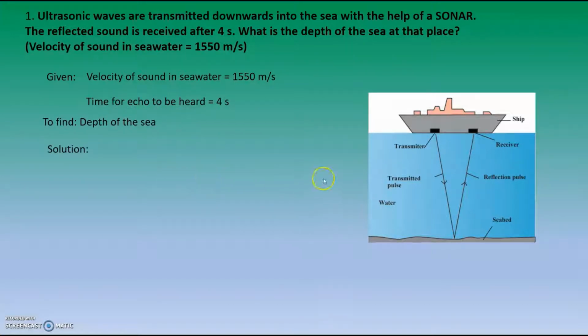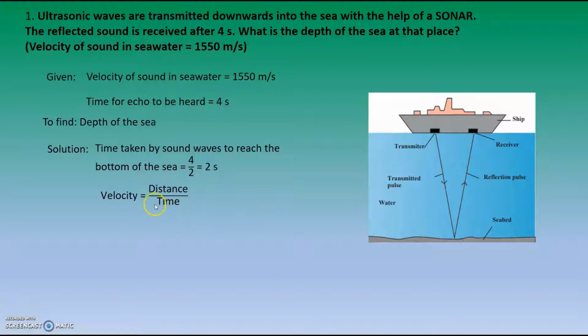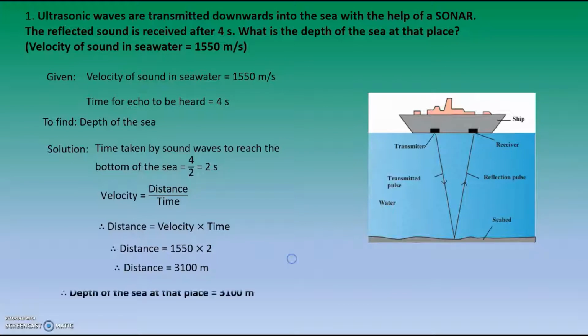Time for the echo to be heard is 4 seconds. So the time taken by sound waves to reach the bottom of the sea is 4 upon 2, that's equal to 2 seconds. Velocity is equal to distance upon time. So distance is equal to velocity into time. Depth of the sea means it is a distance we have to calculate. Let's substitute the values. Distance is equal to 1550 into 2, and that's equal to 3100 meters. Therefore, the depth of the sea at that place is 3100 meters.